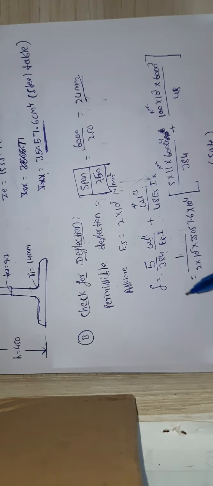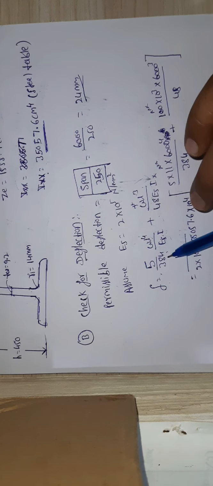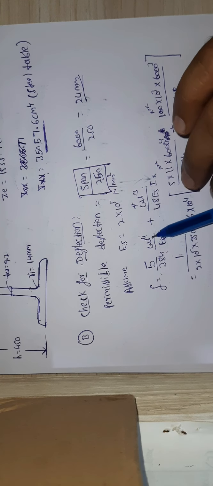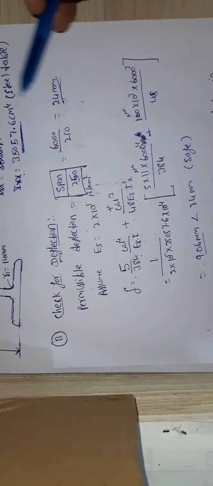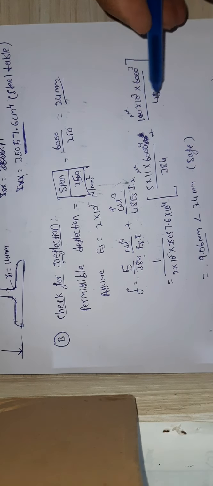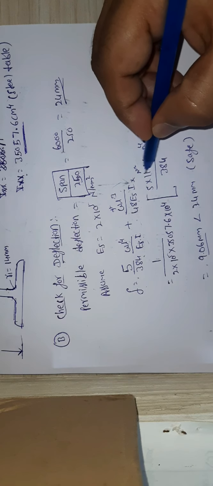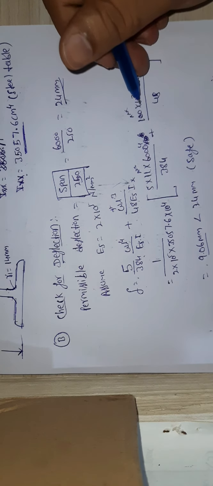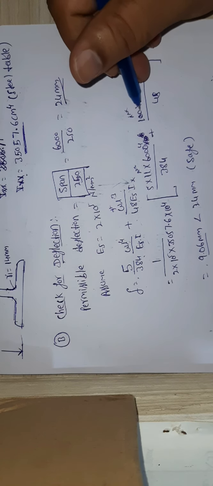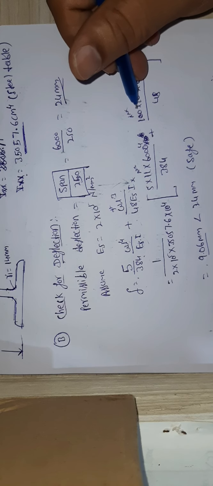So here delta equals, use this formula, 5 w l^4 by 384 EI. This is for UDL and this is for point load, W L^3 by 48 EI. Substitute all the values that you have taken. So here please remember, you can check here, I have taken working load, not ultimate load. Here also you can check, 100 kilonewton. So I have taken 100 kilonewton, that is working load. That is not ultimate load.